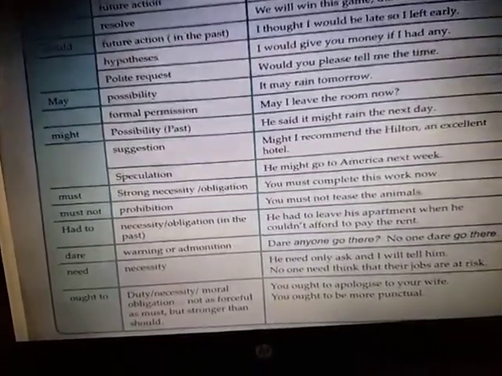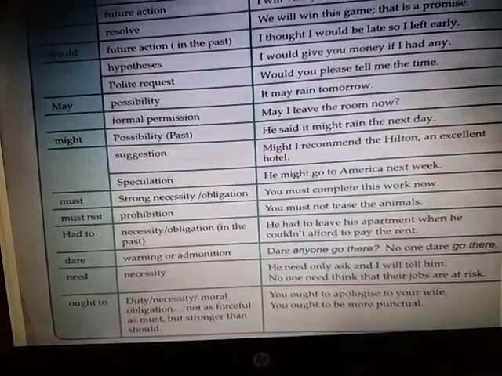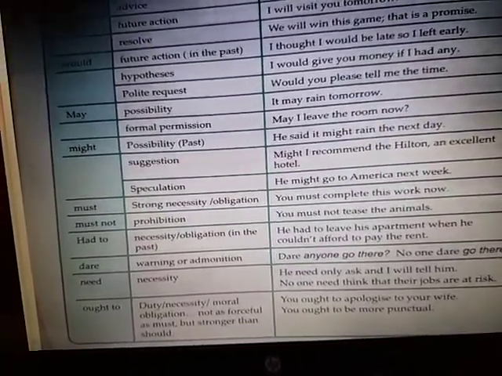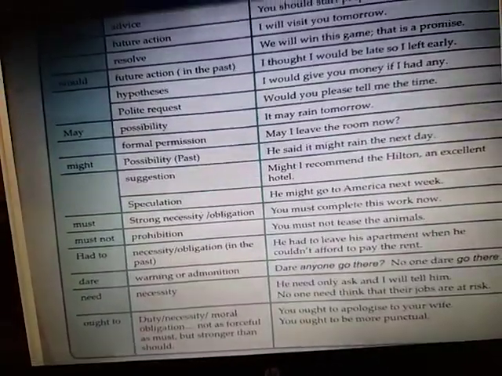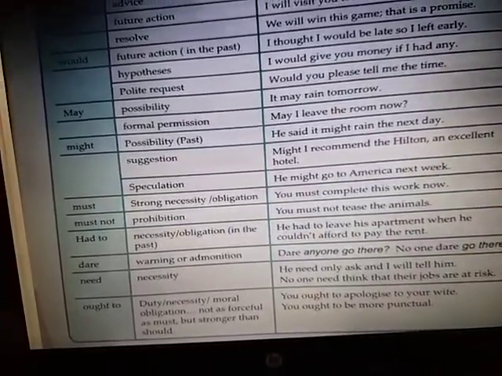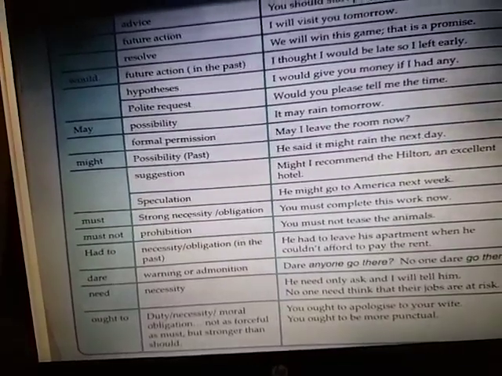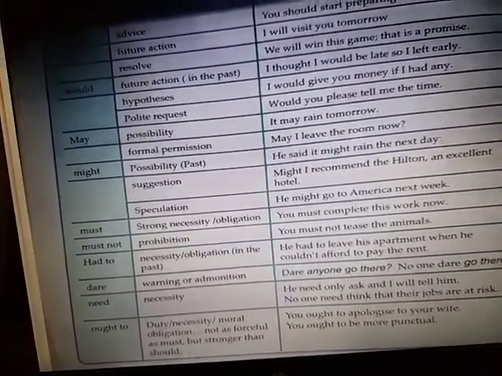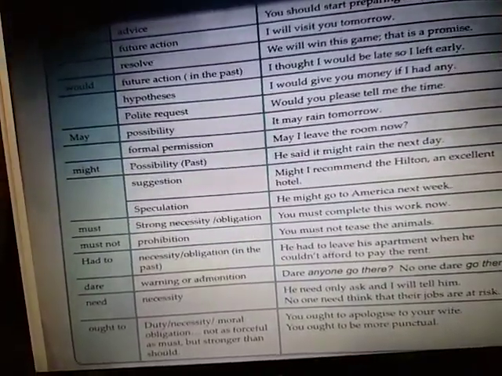Next, ought to. Ought to is also used as the expression of duty, necessity, and moral obligation. Not as forceful as must, but stronger than should. Example, you ought to be more punctual.